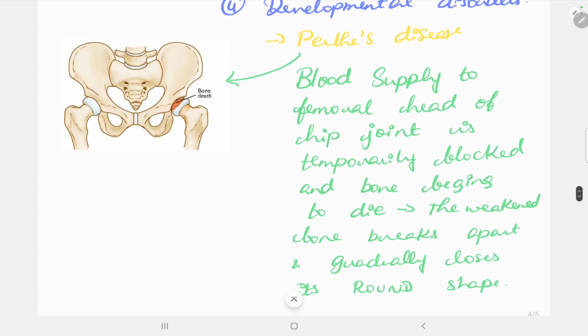So first one we are going to see is the Perthes disease. So Perthes disease is when the blood supply to the femoral head of the hip joint is temporarily blocked. So when it gets blocked, the bone starts to necrose. So this will lead to weakened bone that will break apart, and so the round contour of the bone is lost. So this is the Perthes disease.